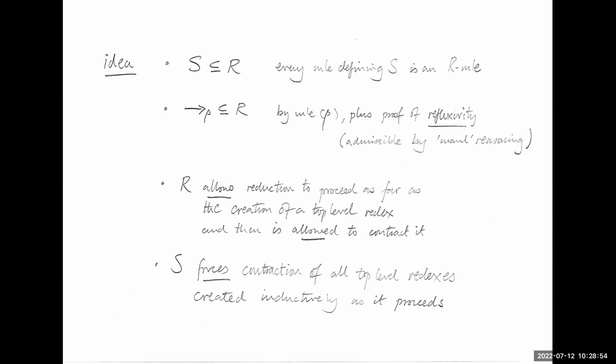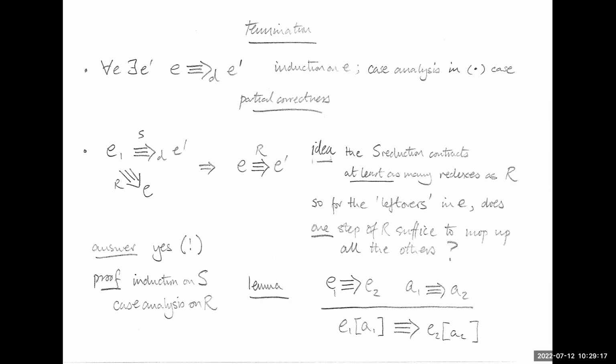But of course, this is happening very complicatedly inside the term because the congruence rules allow us to do this at every position in the abstract syntax tree. Whereas S, by contrast, forces contraction of those things. So as you reduce by S, you're maybe creating new redexes, and then you have to reduce them. Okay.